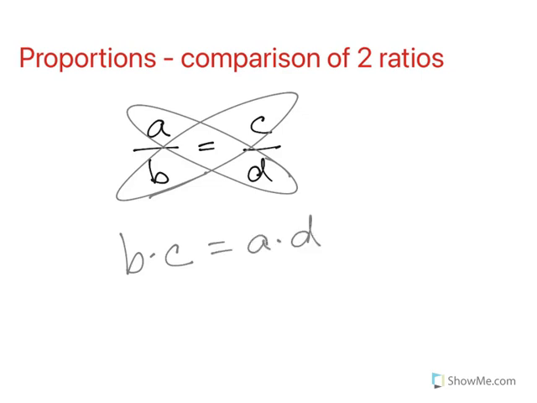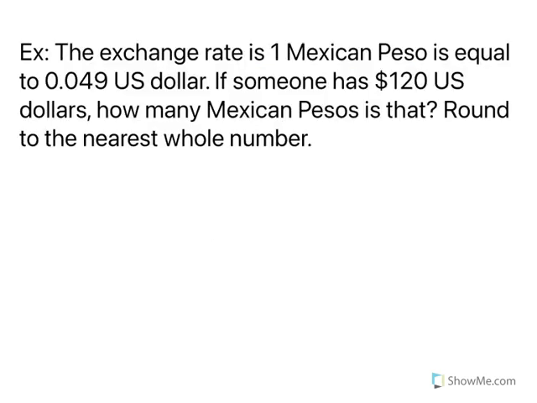This will allow us, as long as we know three of the four pieces, to cross multiply to find the fourth piece. Setting up is important. So the exchange rate is one Mexican peso is equal to 0.049 US dollar. If someone has 120 US dollars, how many Mexican pesos is that? Round to the nearest whole number.